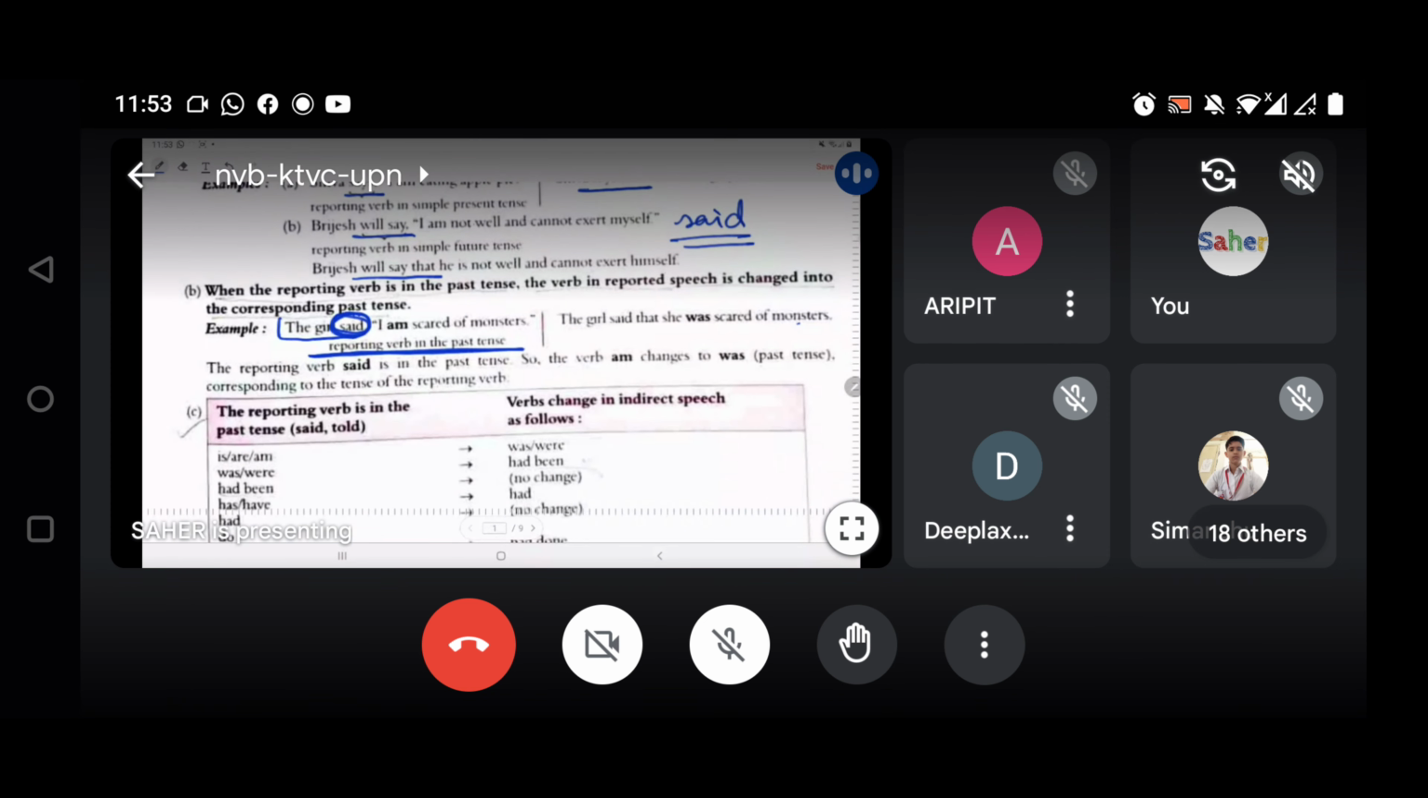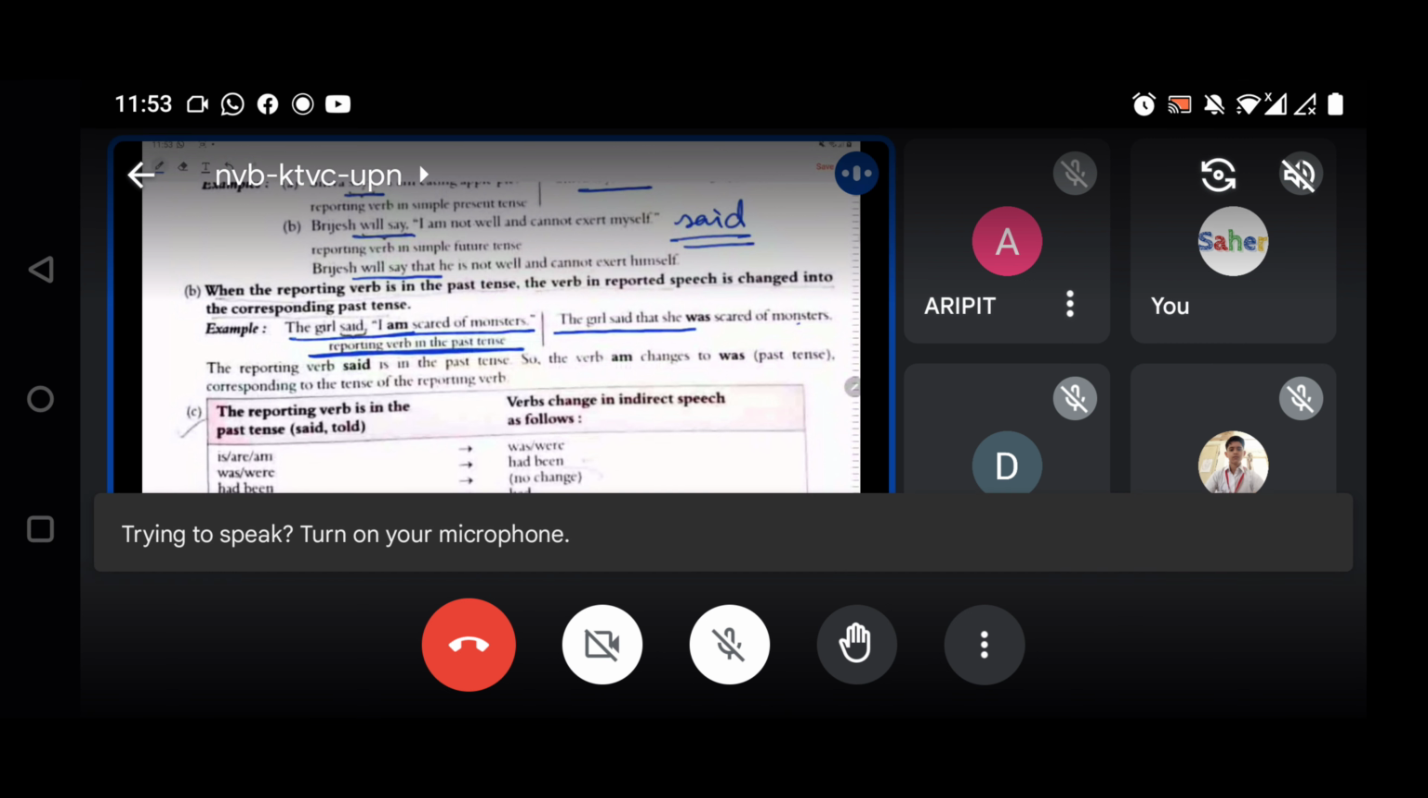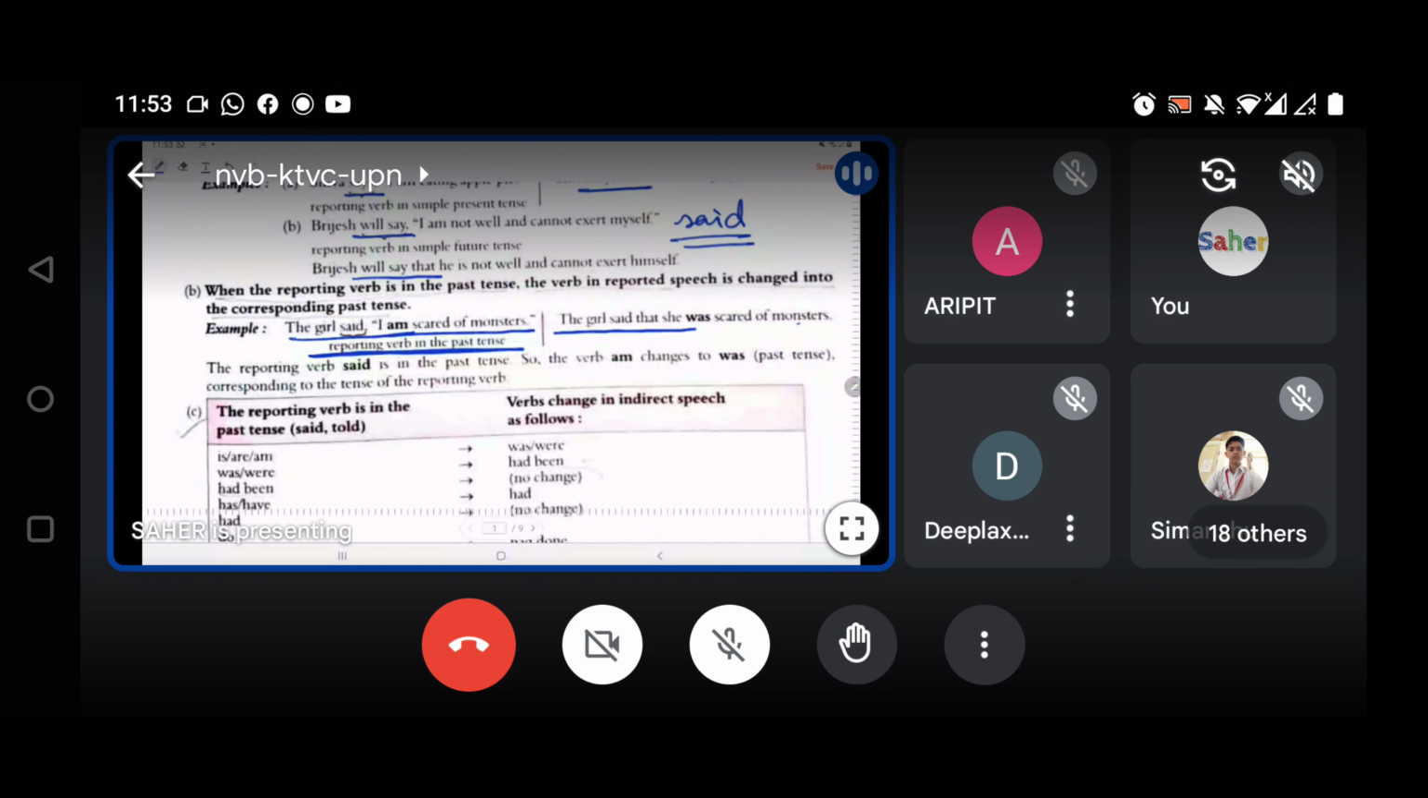Then it will change into, for example, if it is I am, it will become she was. The girl said, I am scared of monsters. The girl said that she was scared of monsters. Am will change into was, because said is already in the past tense. We do not need to change the reporting verb said, it is already past tense. So only am will change into was. Got it? And of course these double inverted commas are going to be removed.